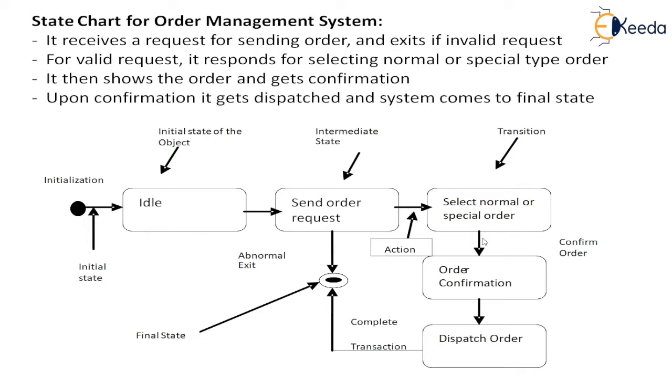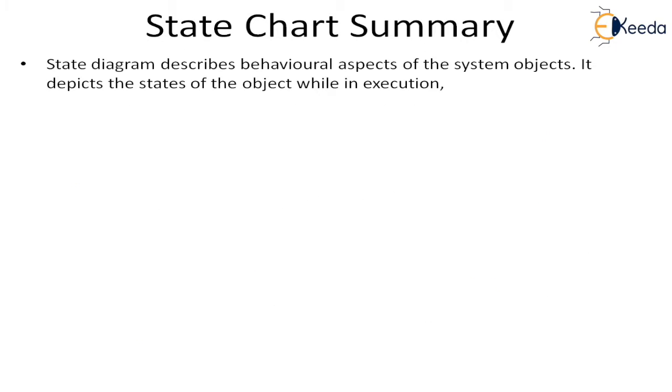So in each of these arrows, there is some event that is happening or a message is coming, and only then that state transition is happening. So I think through this example, all of you must have understood what a state diagram is.